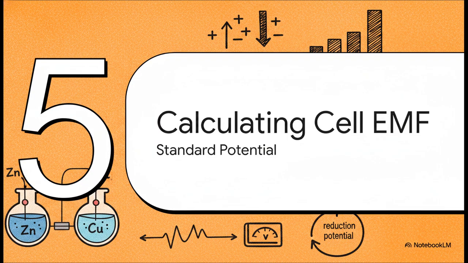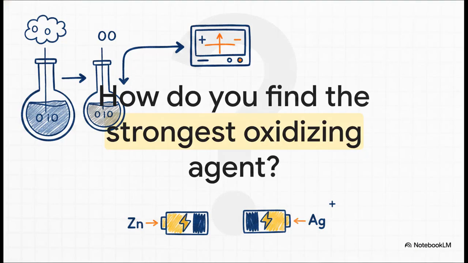Section 5. Calculating cell EMF. Finally, let's quantify all this theory and calculate the standard reduction potential of a system. Let's set up a classic calculation. Say you're given two standard reduction potentials, zinc at negative 0.76 volts and silver at positive 0.80 volts. How do you properly calculate the total cell voltage for a spontaneous cell without making a fatal sign error? And from that same data, how do you instantly spot the strongest oxidizing agent?